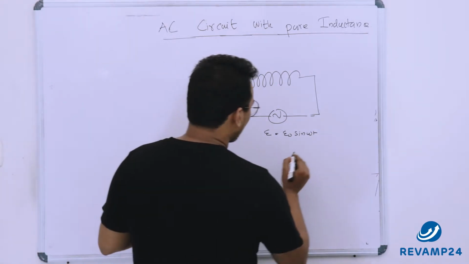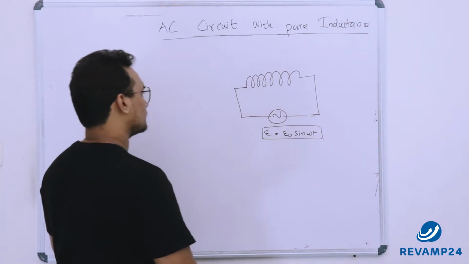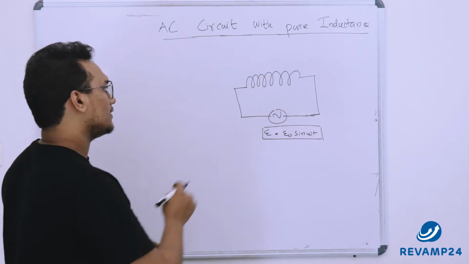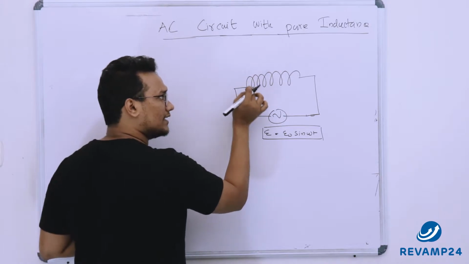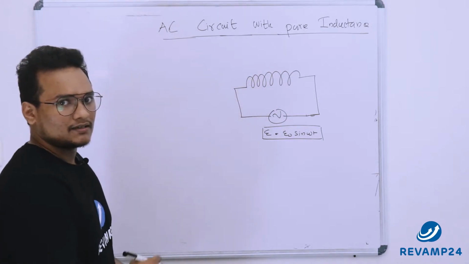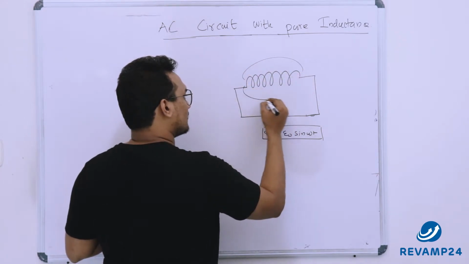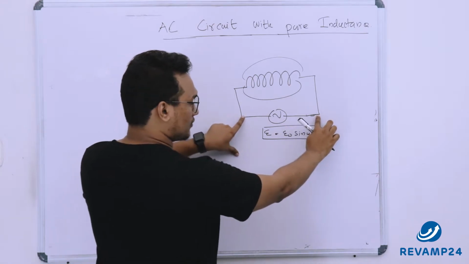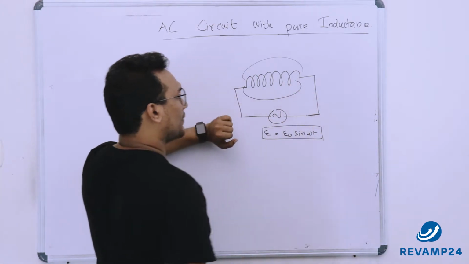So this is the input. This is the source. Now in the last chapter we have learned that whenever current passing through an inductor changes, there will be a change in magnetic field associated with it. Let's say we have applied an EMF across this, and due to the EMF there is a current passing through this.